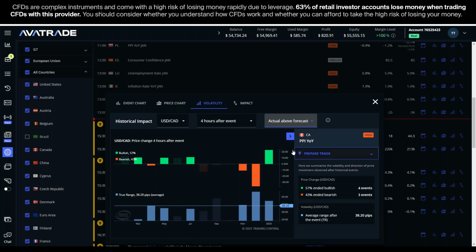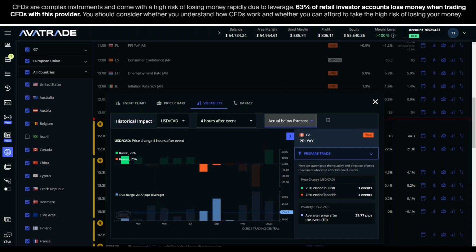So if it's above forecast, the Canadian announcement on PPI, it's almost 50-50. If it's below forecast, 75% down, the percentage is good, but look at the size of the movement. Two of these barely went down. You could almost say only one went down and one went up and the rest stayed flat.